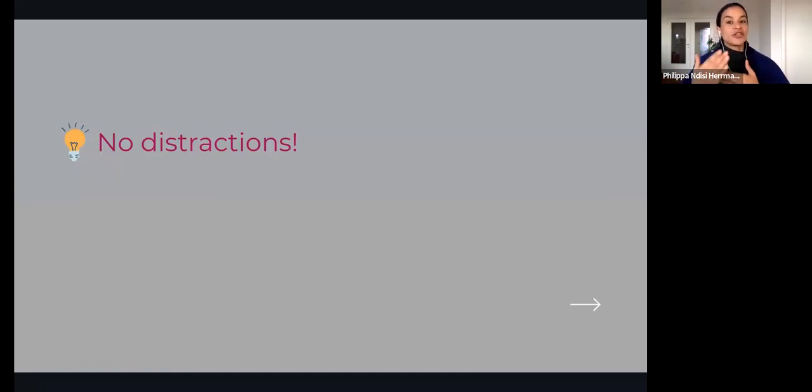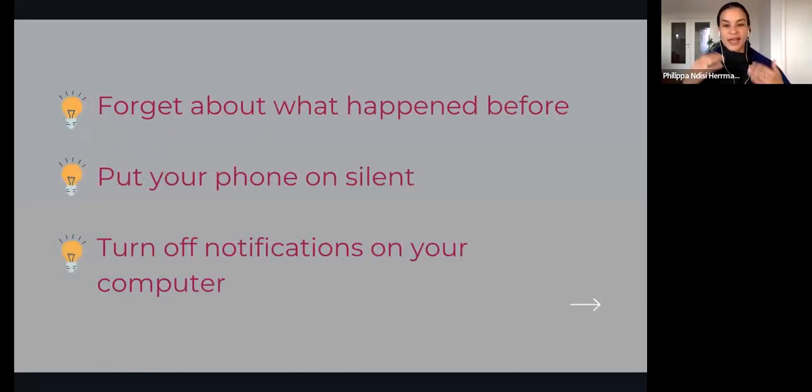Put your notifications off of your email or your WhatsApp that's on the laptop, so nothing is coming in the way of what you're doing. And of course, put your phone on mute and turn your phone, if it's going to be on your desk, the other way around, so you're not seeing messages come in. So forget about what happened before, put your phone on silent, turn off notifications on your computer.